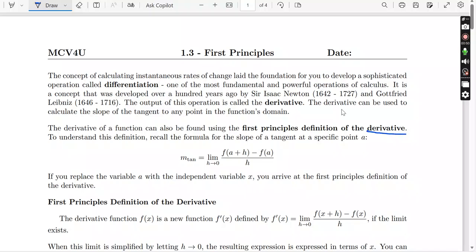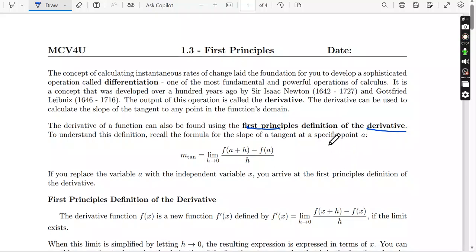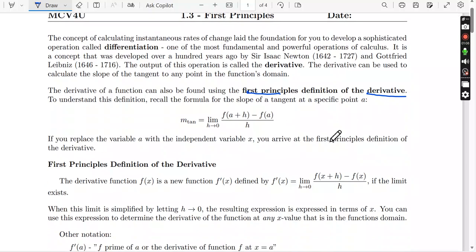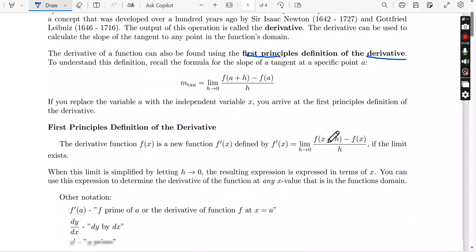We have to start here using the first principles. Is it long? Is it tedious? Yes. This is to teach you the concept of what a derivative is before we can apply any derivative rules. Okay? Which we will do later on. So first off, what is the first principles definition of a derivative?